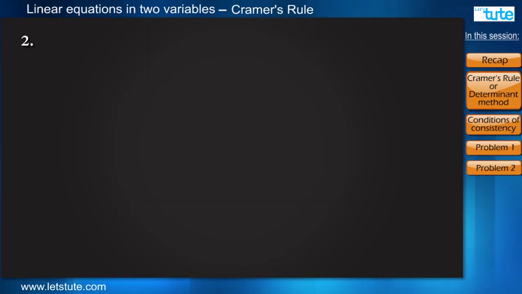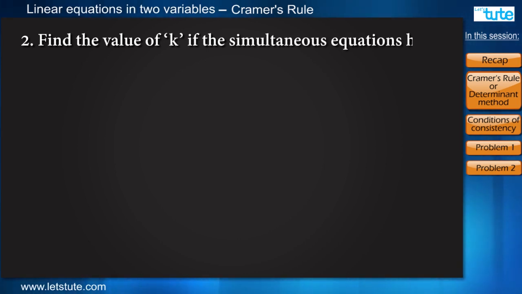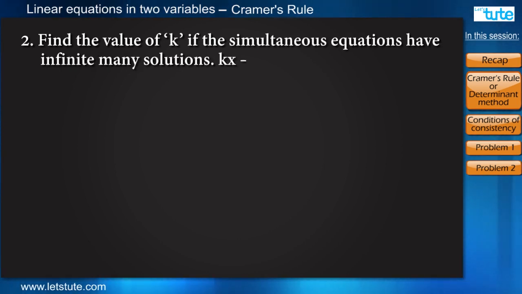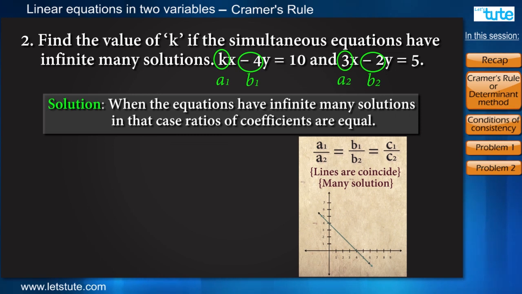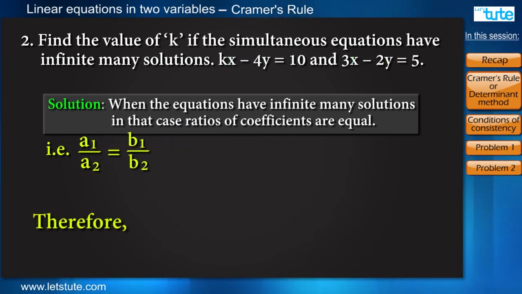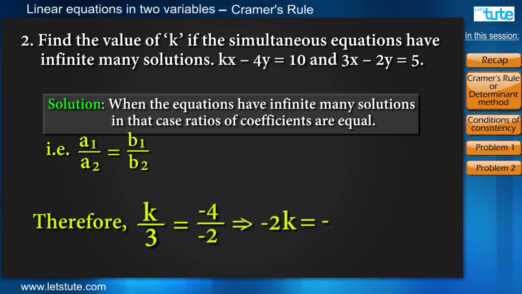Now let's solve the second question. Find the value of k if the simultaneous equations have infinitely many solutions. We know that when the equations have infinitely many solutions, in that case the ratios of the coefficients are equal. That is, a1 by a2 will be equal to b1 by b2, and therefore we can write k by 3 equals minus 4 by minus 2. On simplifying, we will get k equal to 6.